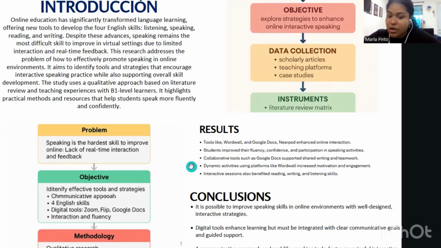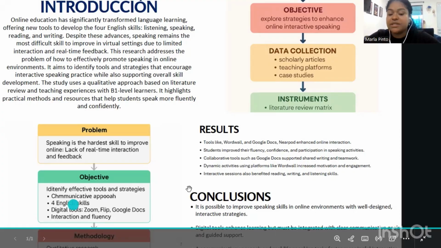Another thing was that dynamic activities using platforms like Wordwall increase motivation and engagement. For example, with games, in this case, that was a great strategy, because they felt relaxed at the moment to express an opinion, express an idea, and also answer any question. Another thing was that interactive sessions also benefit writing and listening skills.